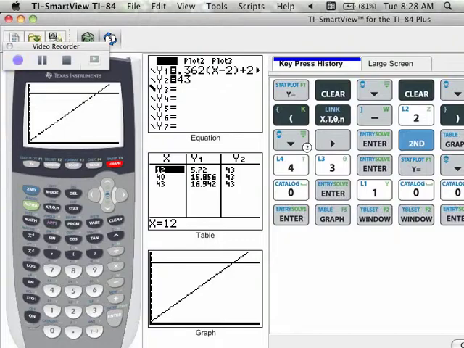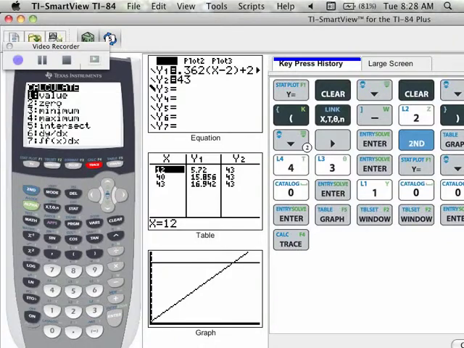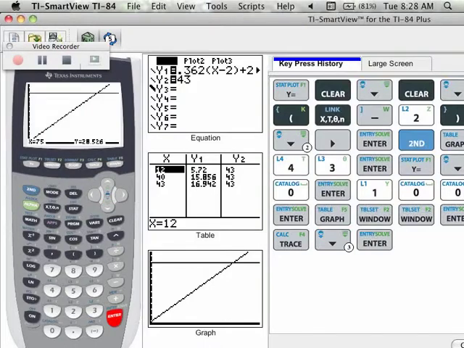The way that we do that is second, trace, number 5, because I'm looking for where they intersect, and then you just hit enter, enter, and then you arrow over to where you think they're crossing. You have to be somewhere nearby, you don't have to be exactly on top of it. And when you're close, just hit enter. And it will tell you down here how many people there are. 114.983.